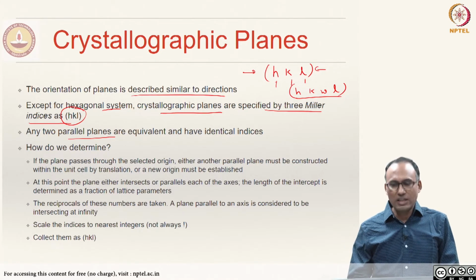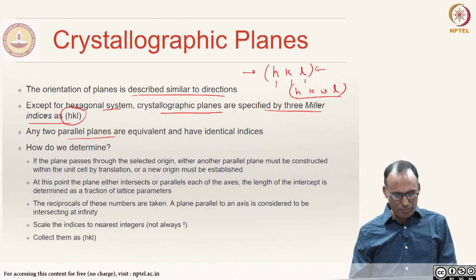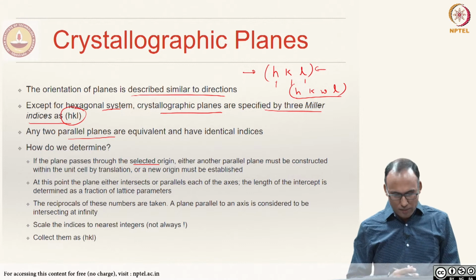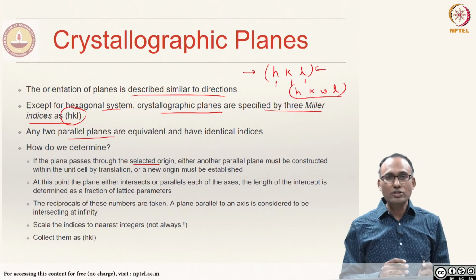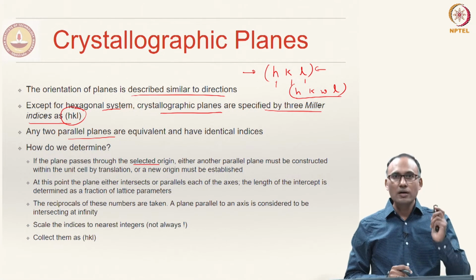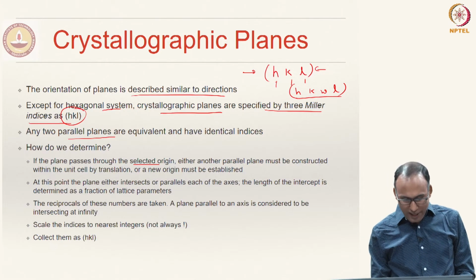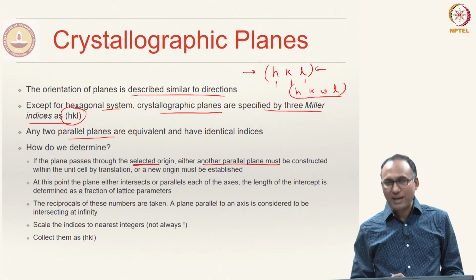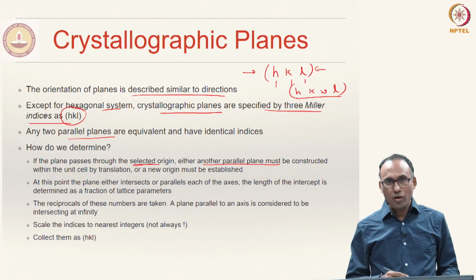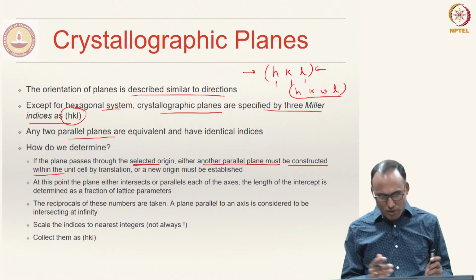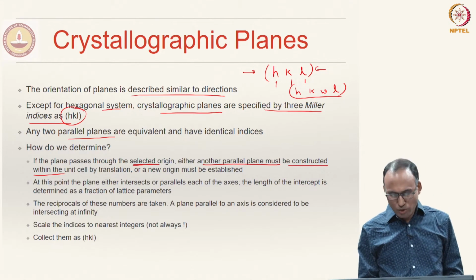So, how do we determine these Miller indices for a crystallographic plane? First we need to check if the plane is passing through the origin. You have a unit cell, and you need to check whether the plane for which you want to write the Miller indices is passing through the origin of the unit cell that you have chosen. If the plane passes through the selected origin, then another parallel plane must be constructed within the unit cell by translation, or you choose a new origin.